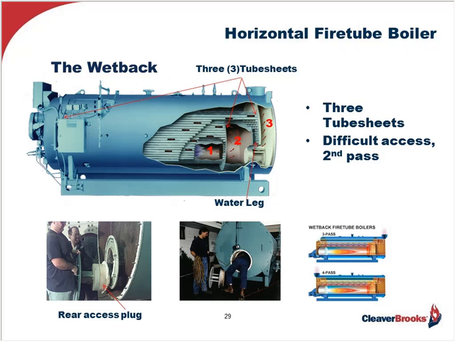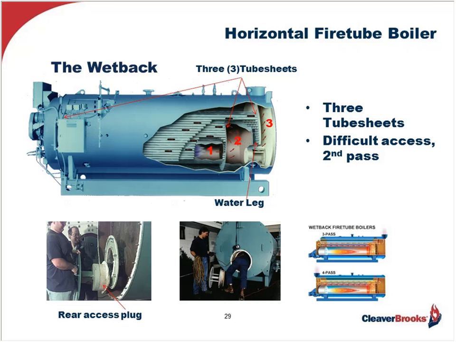The water leg, indicated on the screen, which is formed between the second pass and the turnaround plate and the rear tube sheet, provides the heat insulation requirement for the rear of the boiler and is the reason for the wetback name. Now, as far as the advantages and disadvantages for each design, well, the dryback has the distinct advantage of providing easy accessibility to the rear tube sheet, revealing all passes, of which the second pass is the most critical in any fire tube boiler, be it wetback or dryback.